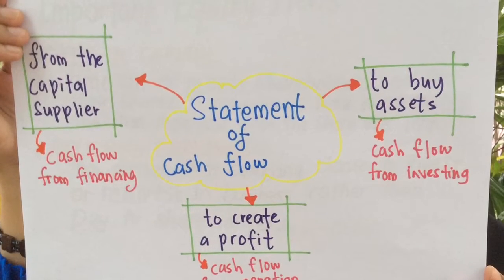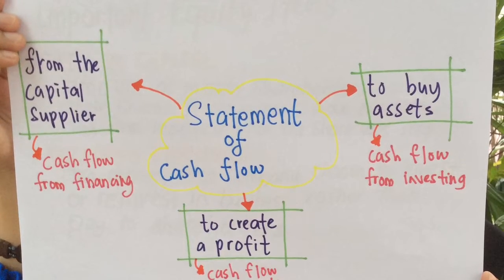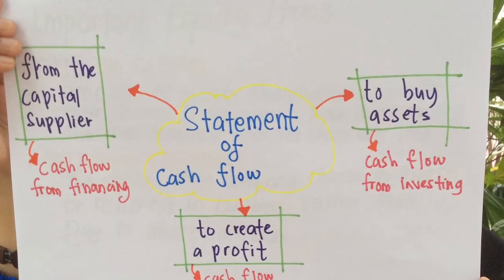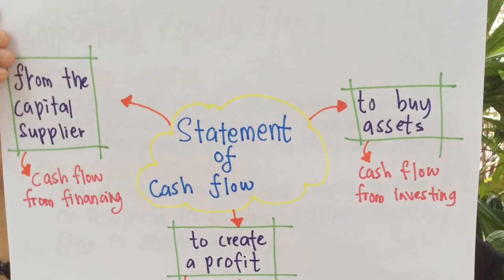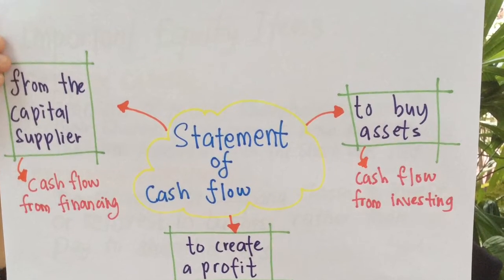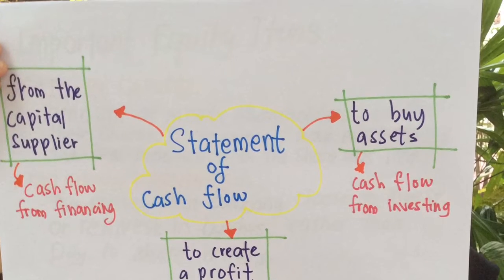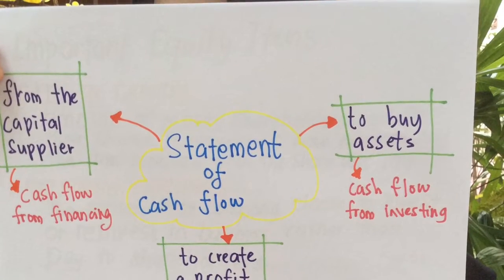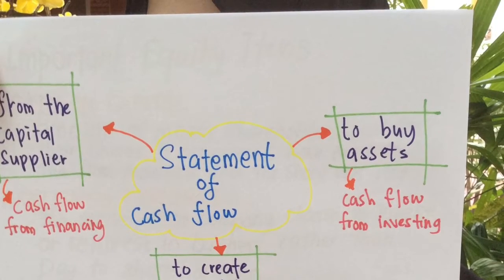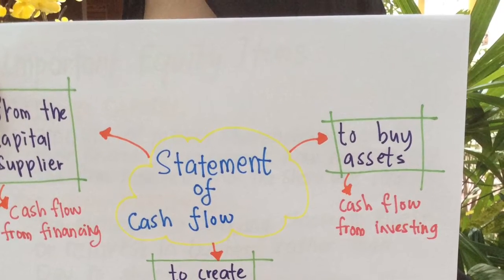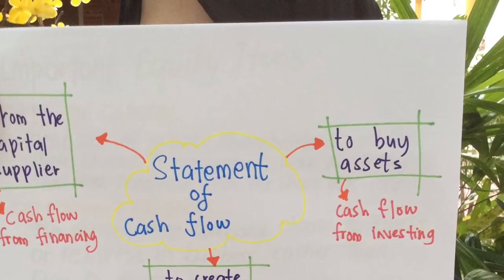The statement of cash flows is organized according to 3 core activities. First, cash is raised from the capital suppliers, which is cash flow from financing. Second, cash is used to buy assets, which is cash flow from investing. And third, cash is used to create a profit, which is cash flow from operations.